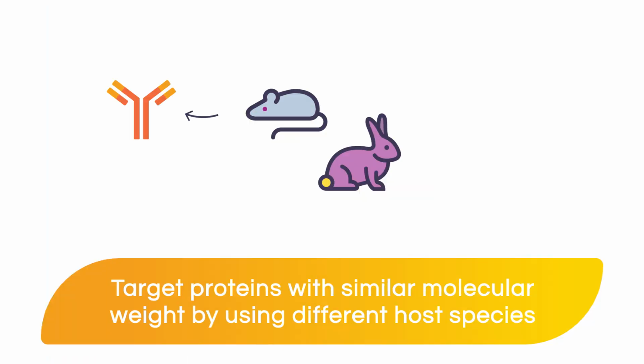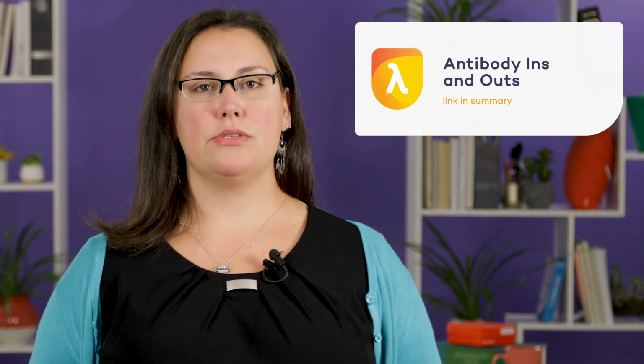You can do that by using two primary antibodies that were generated in two different host species, such as a mouse and a rabbit antibody. You can also accomplish that by using antibodies that belong to two different subclasses, such as a mouse IgG2A and a mouse IgG2B. Now, if you're planning on targeting proteins that have different molecular weights, you can actually use antibodies generated on the same host species. If you have any questions on how to determine the host, isotype, or subclass of your antibodies, please refer to our other course, Antibodies Ins and Outs.